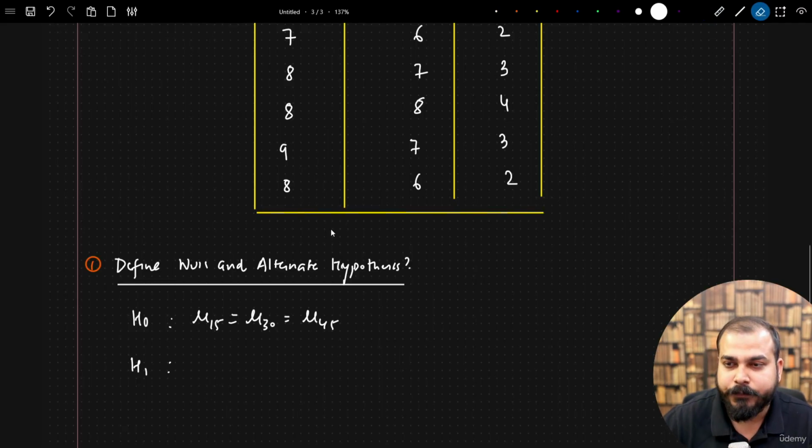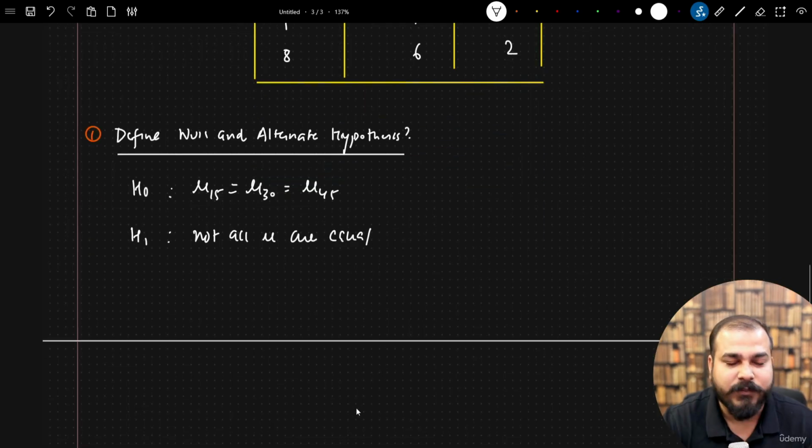at least one mean is not equal, or not all means are equal. Like we can say it like this: not all means are equal, or at least one mean is not equal. Like that you can basically say.